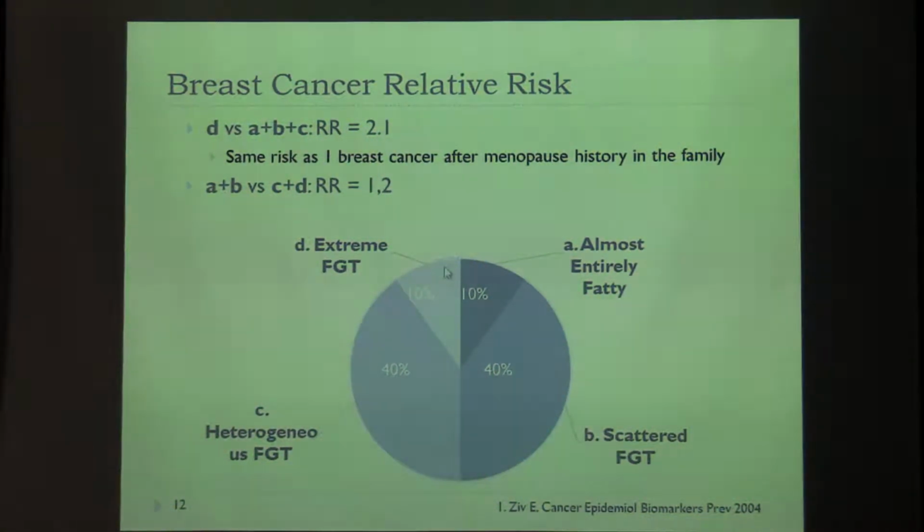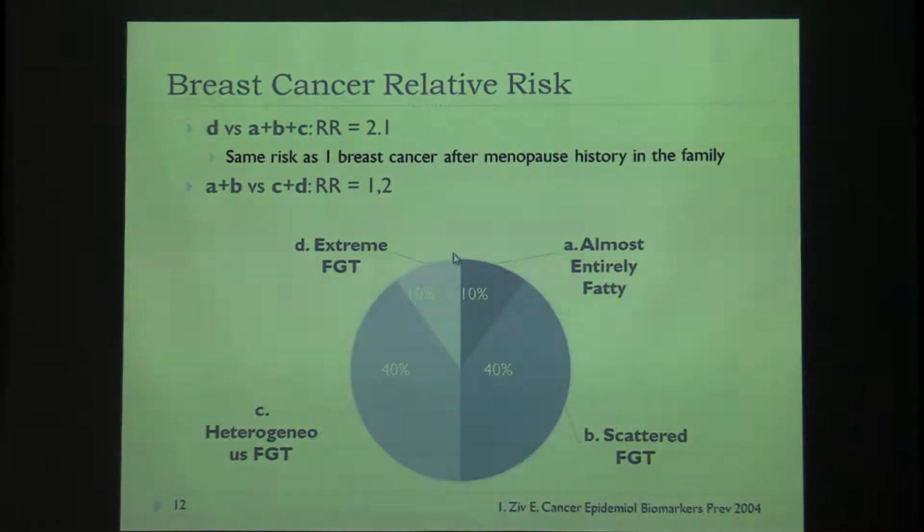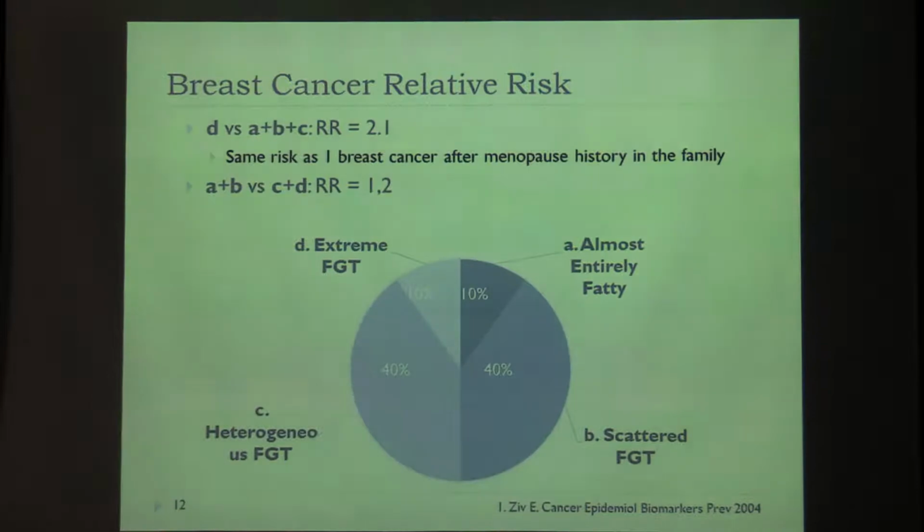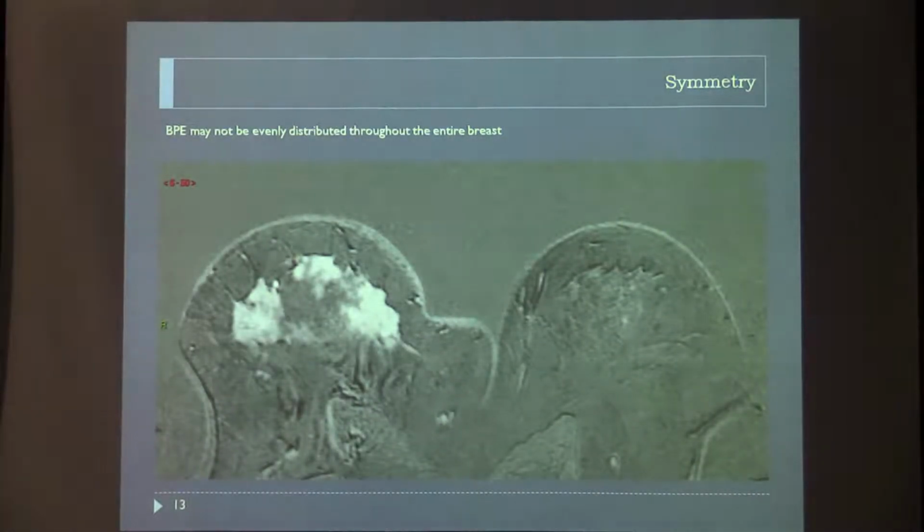When you compare just this extreme group of fibroglandular tissue to the rest of the population, the relative risk, as you can see, is only 2. And when you compare 50% of the population, which is C plus D, to scattered and almost entirely fat, you can see the relative risk is 1.2, so this is the same. So actually it doesn't really change the risk. The densities don't really change the risk.